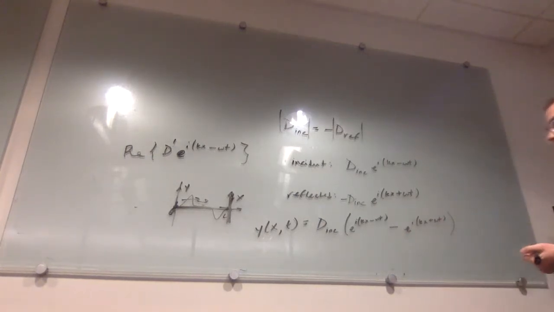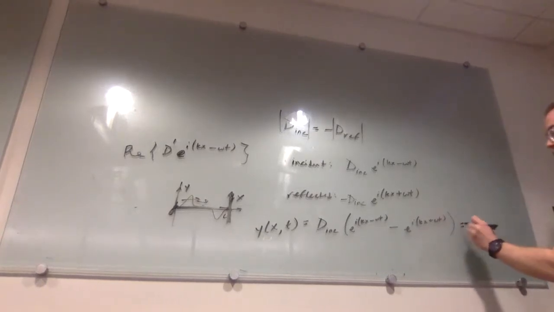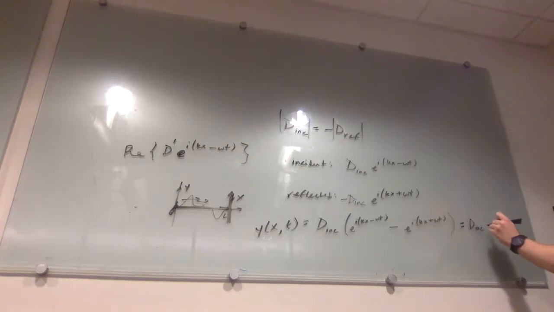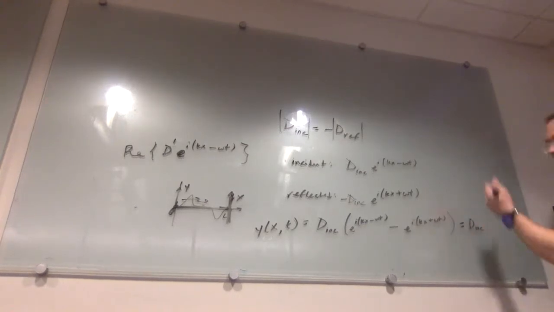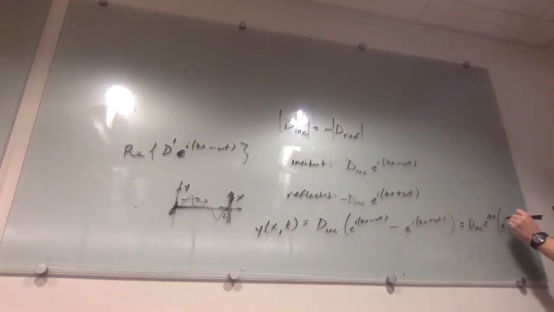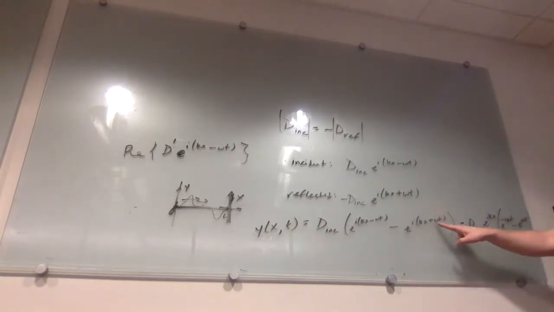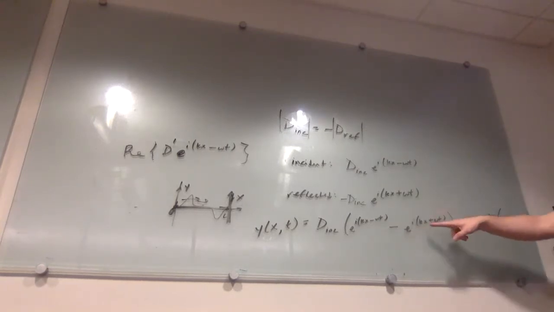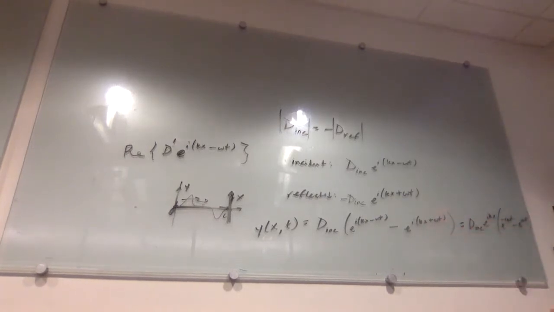We can actually also factor out an e to the ikx, right? So we could write this as d incident, which is just a real number, or I guess complex number, times e to the ikx, that's the same in all these, times e to the minus i omega t minus e to the i omega t. Does that make sense how I'm factoring this? Because if you add things in the exponential, e to the a plus b is just e to the a times e to the b. If you distribute this, you'll see it's identical to that.